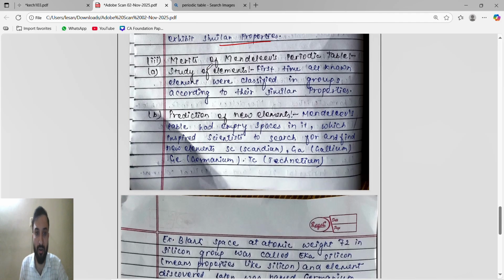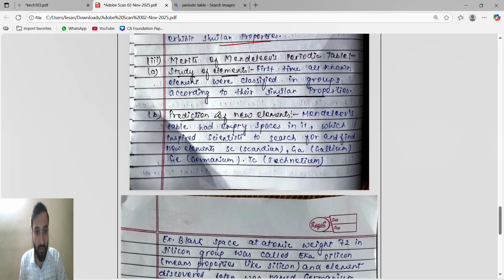Merits of Mendeleev's periodic table: it is a study of the elements. What are we studying? The study of the elements. First time in the history of the periodic table, all known elements were classified in groups according to their similar properties. Similar properties will be in the group or families.